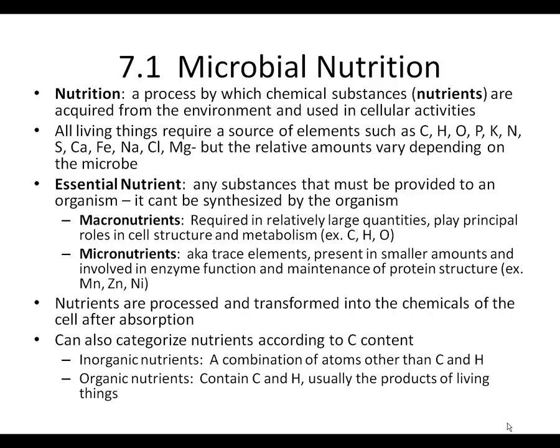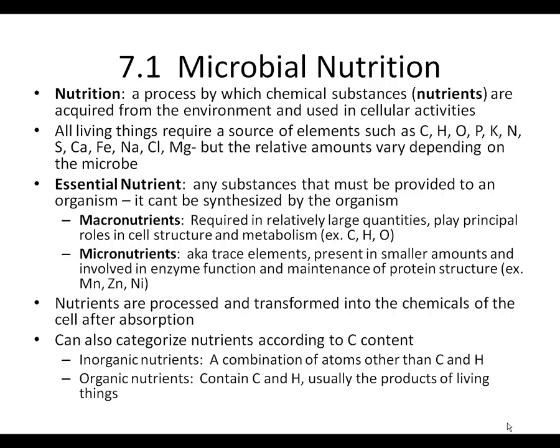We have something called an essential nutrient. This is any substance that must be provided to an organism. It can't synthesize it by itself. For instance, vitamin K is an essential nutrient for the human organism. We get our vitamin K from our environment. We consume it in the foods that we eat, or we get it from the E. coli in our gut as it releases it from our digestive tract. But we don't make vitamin K on our own. So that would be an essential nutrient.